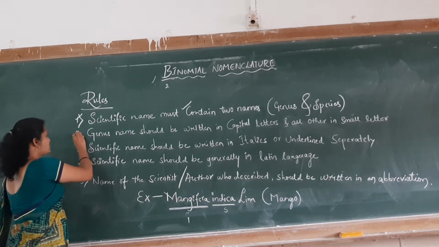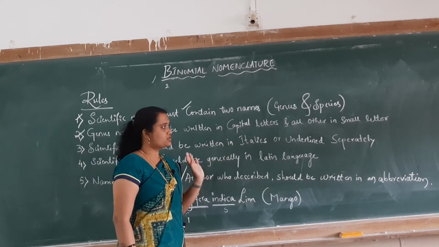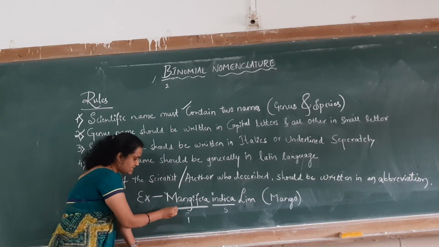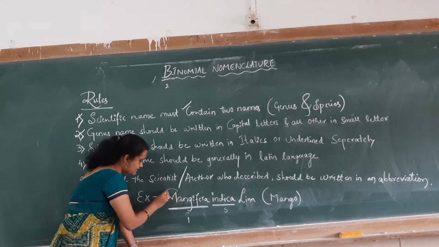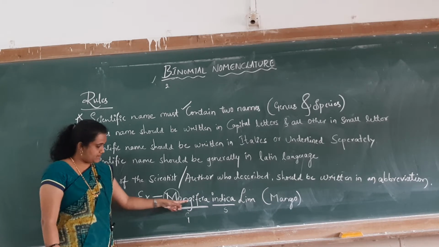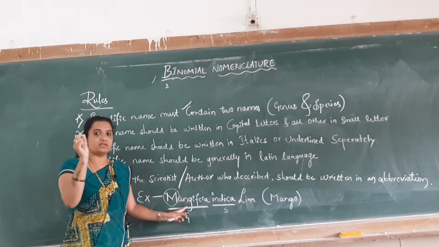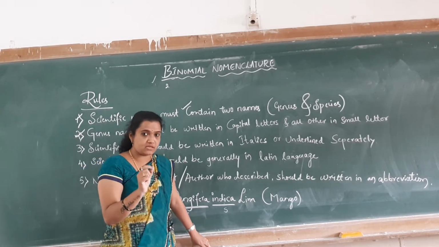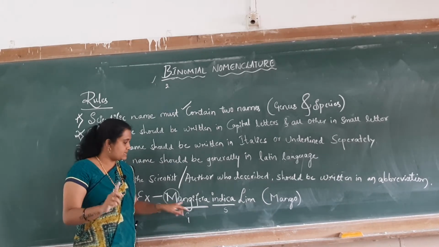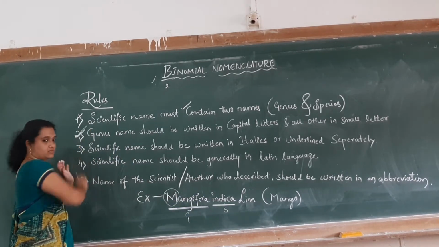Now coming to the second rule: the genus name should be written in capital letters and the other in small letters. Here you can observe the genus name. The first letter is a capital letter, and the remaining are all small letters. This is the second rule. Whenever you write scientific names, keep in mind that you should write the genus name in capital letter and the species name in small letter. I hope the second point is also clear.